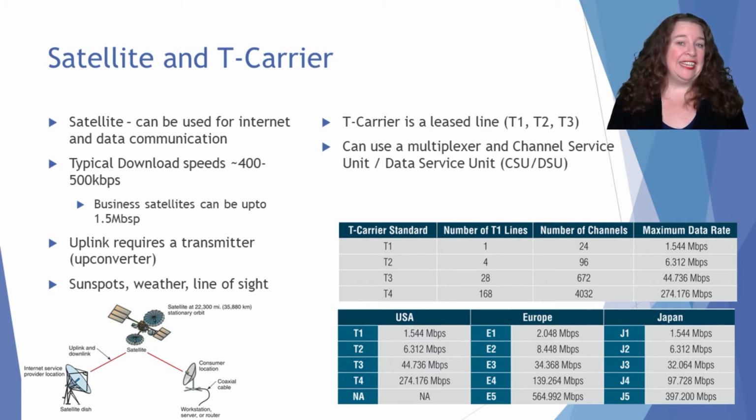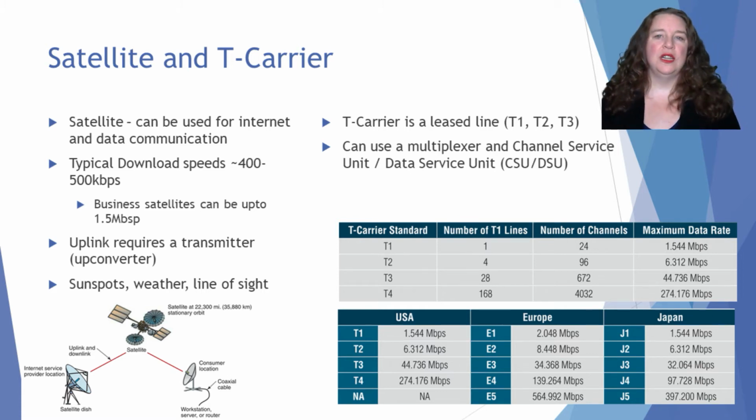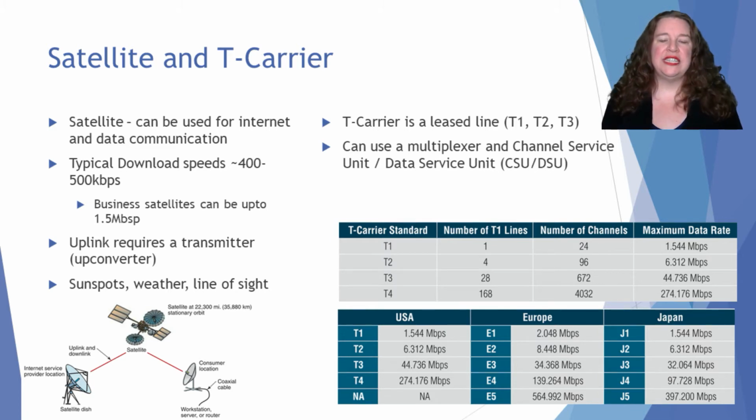With your T-carrier, so these are your T1 lines or T2 lines, these are your leased lines. So it's a specific dedicated line from location to location, from a single location straight to the central office. T-carrier lines are different in speed and in cost. Obviously a T1 line is cheaper than a T2 line.